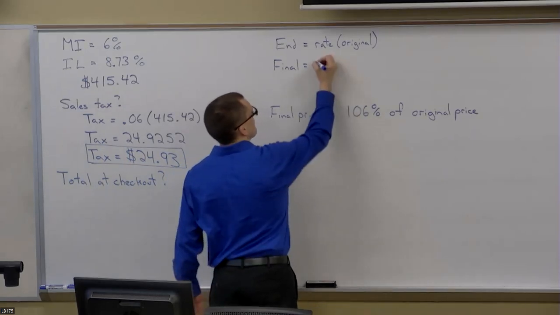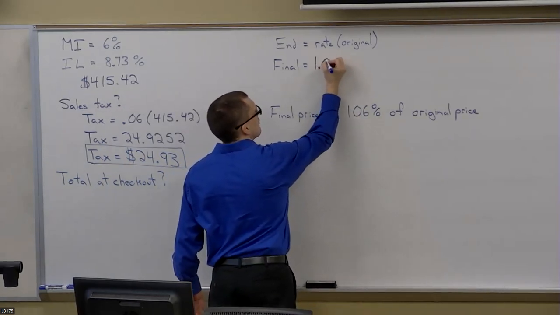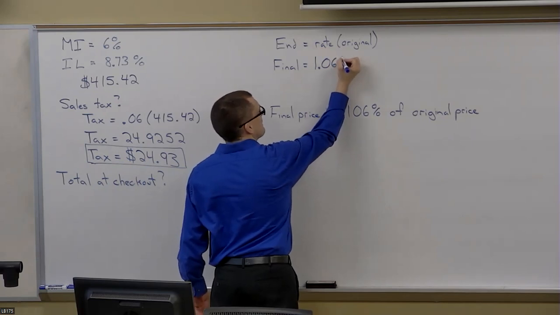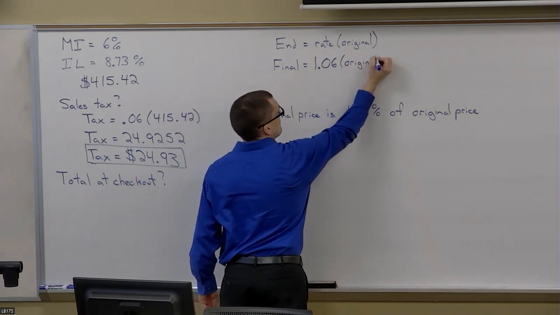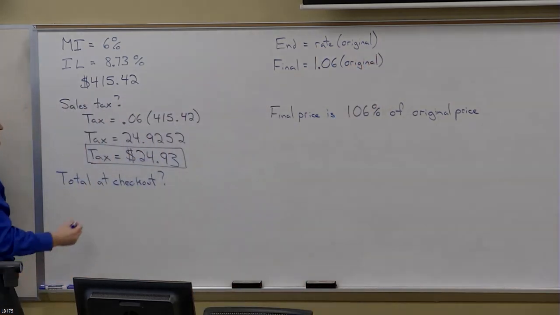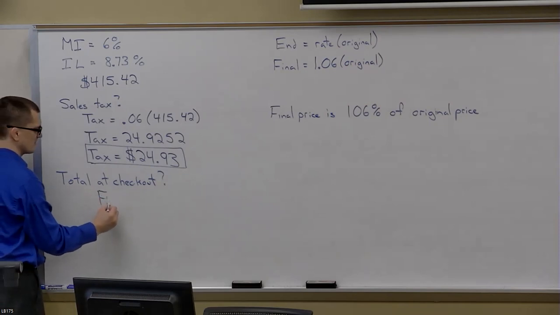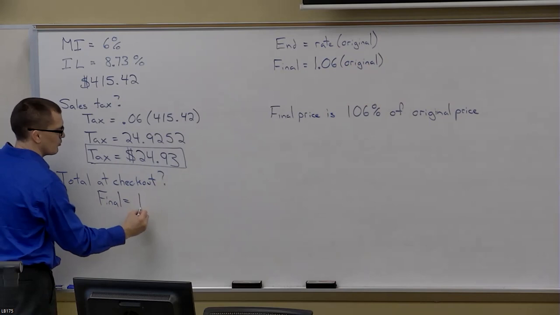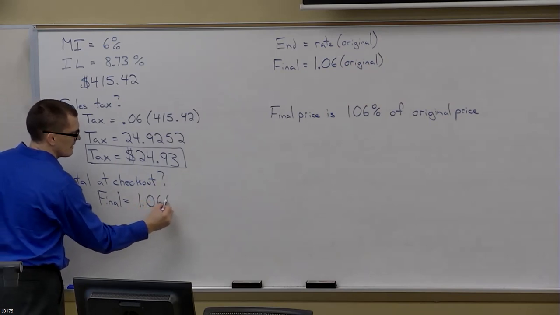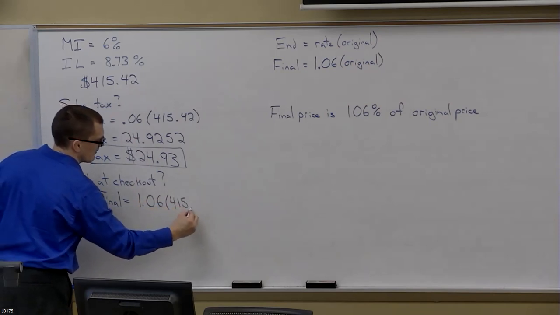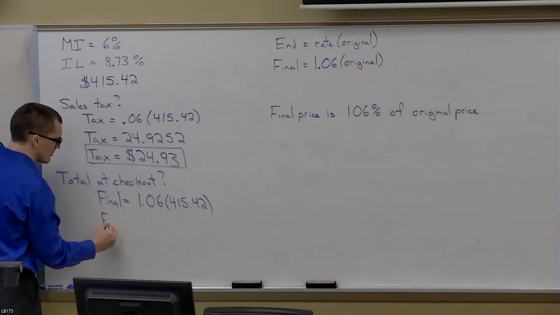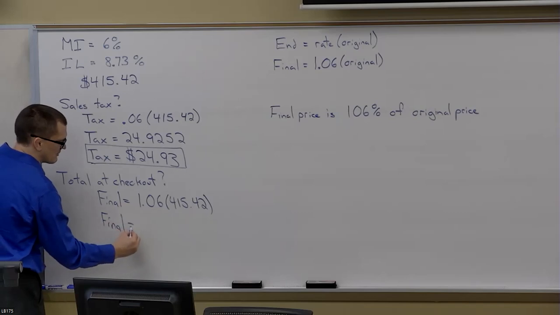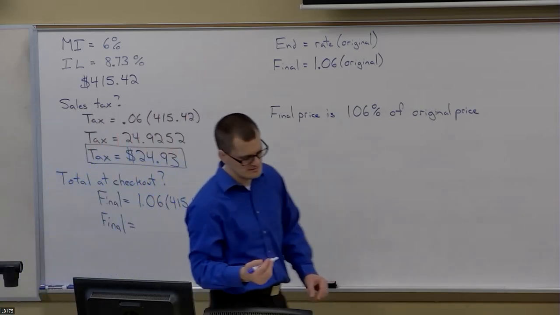And so the rate we're going to use is not 0.06, but rather 1.06 times the original. And that's what we're going to use for this. So the final price is 1.06 times my original amount, which was $415.42. And I'm also going to round that to 2 decimal places. I'll do that just on my own this time.